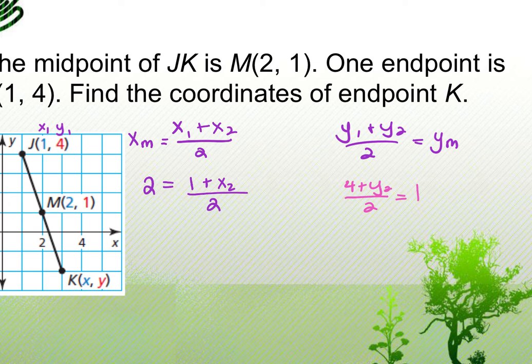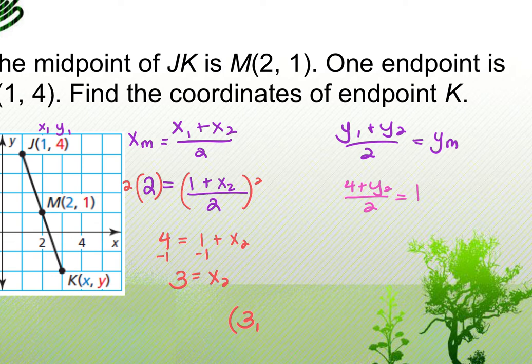Now there are two separate equations, right? Which looks like the skill that you practiced at the end of yesterday's homework, right? The first thing you're going to do is multiply both sides by 2. I get 4 equals 1 plus x2. Subtract the 1. x2 equals 3. So that's the x coordinate of my endpoint.